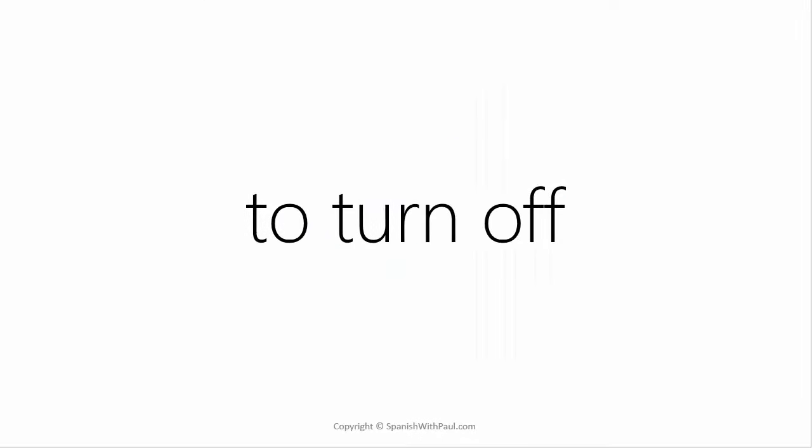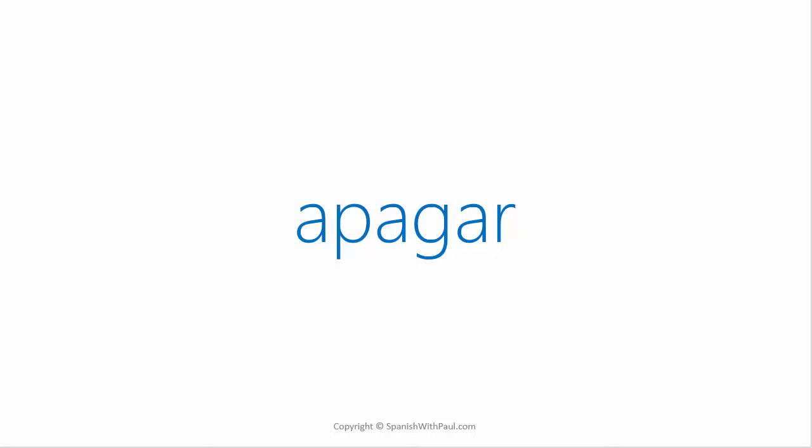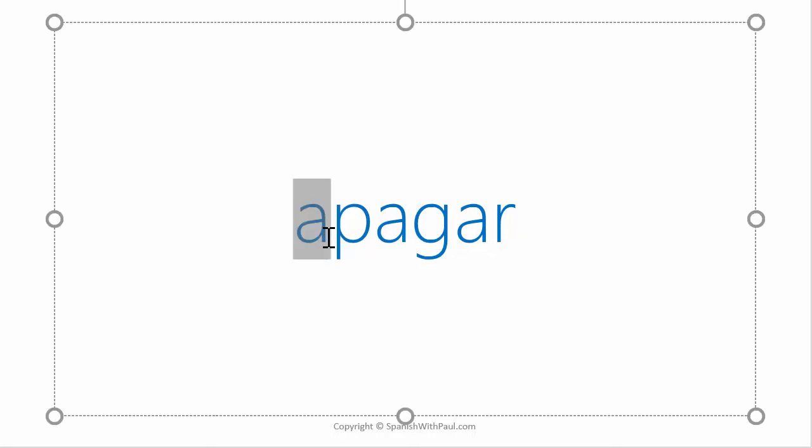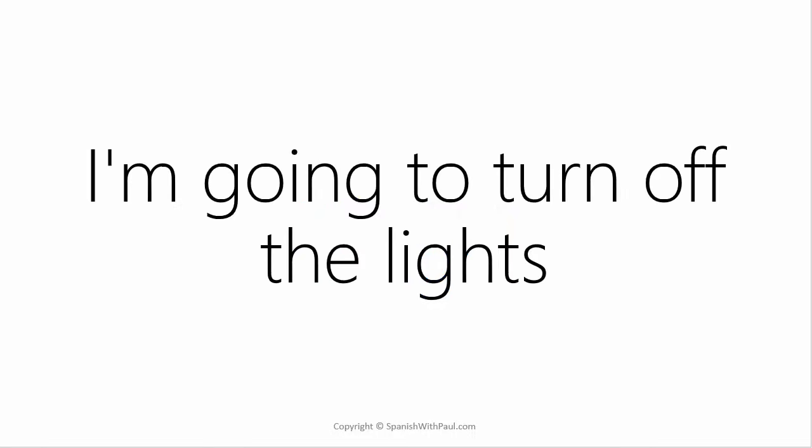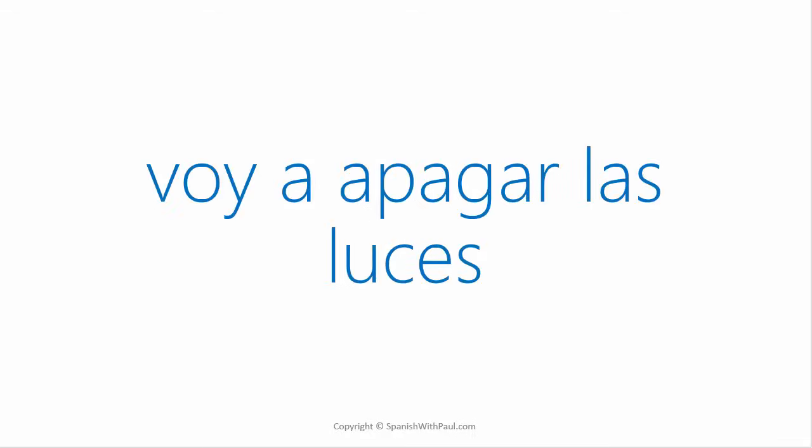The opposite to turning something on is to turn it off. And the verb for this in Spanish is apagar. We have 3 syllables, a-pa-gar. This means to turn off. How would you say, I'm going to turn off the lights? Voy a apagar las luces.